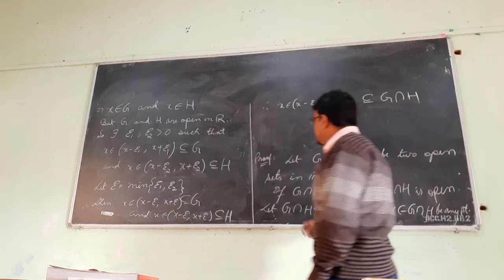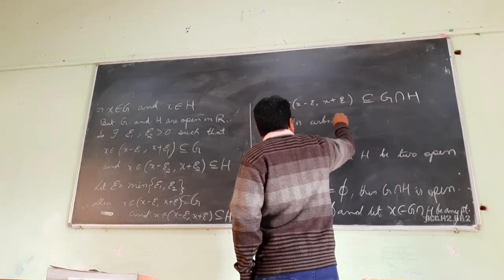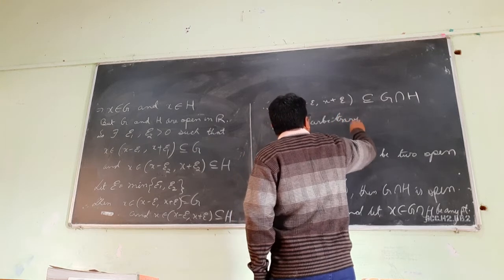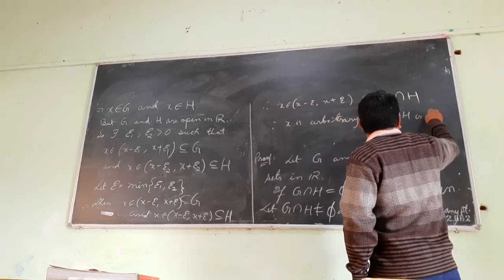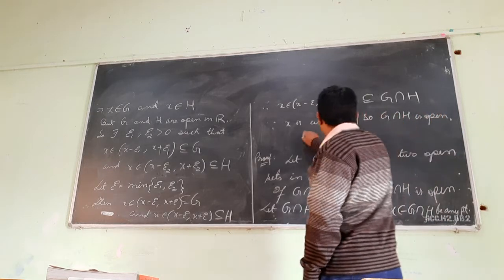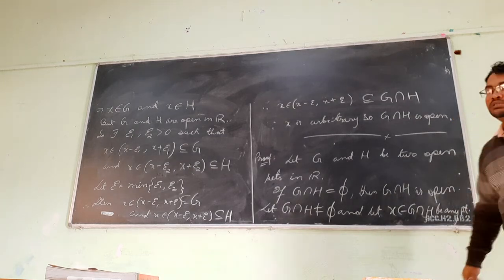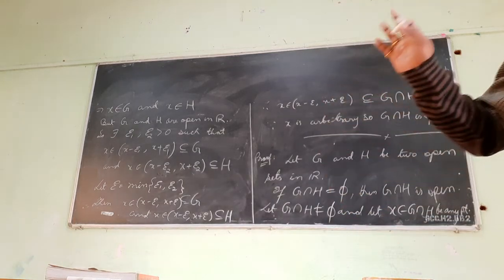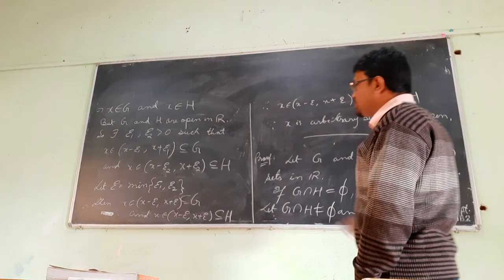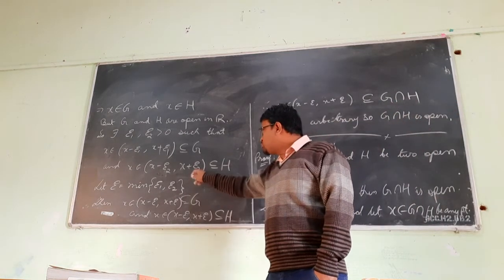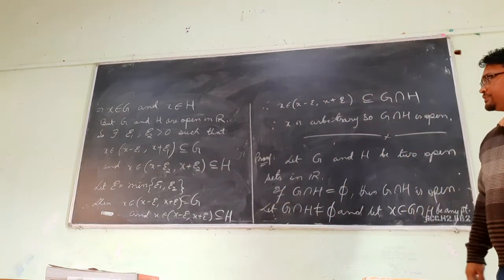Okay. So I can say, since x is arbitrary, G intersection H is open. So I have proved that the intersection of two open sets is open. Sometimes we use this definition in terms of epsilon, and sometimes we use the definition in terms of any open interval, whichever is easier to use.